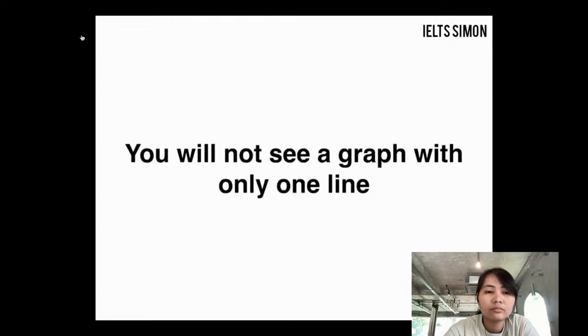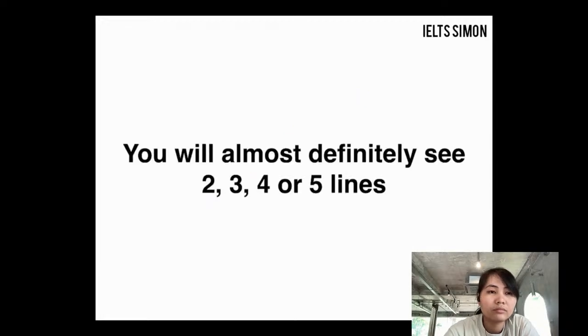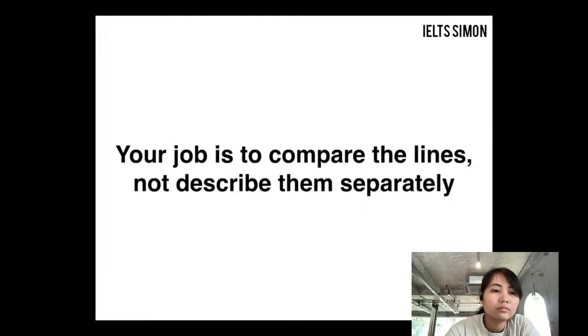One thing you need to know before we start, you will not see a graph with only one line in your IELTS test. A graph like this would be too easy. You will almost definitely see 2, 3, 4, or even 5 lines on the line graph. Most common are graphs with 3 or 4 lines. And your job is to compare the lines, not to describe them separately. Do not write a separate paragraph about each of the lines. Make sure you compare them.